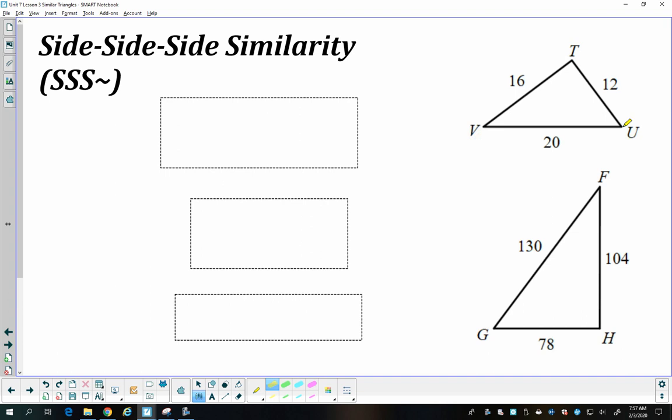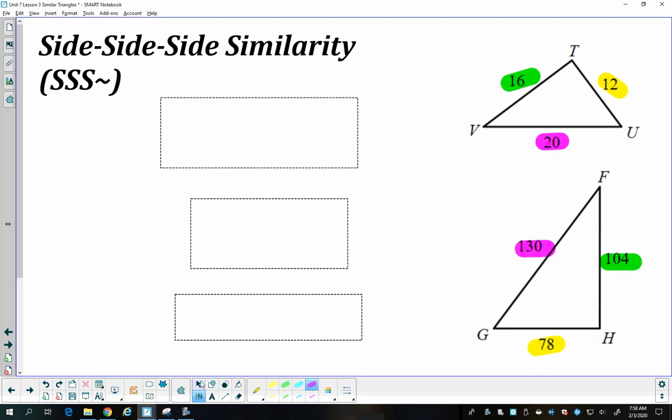So I'm going to match up these sides. Even though I don't know based on names which sides go together, I can match them by size. So 12 is my smallest side, so is 78. 16 is my next smallest side, then 104, and then the longest side, 20 and 130.